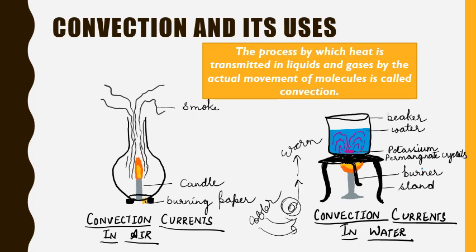Then set fire to a piece of paper and hold the paper below and just outside the chimney, and then see the direction of the smoke. As you can see in the picture, the smoke is going up. You can see the direction of the convection currents that flow around the burning candle by watching the path taken by the smoke. So in this way we have seen the convection currents in water as well as in air.